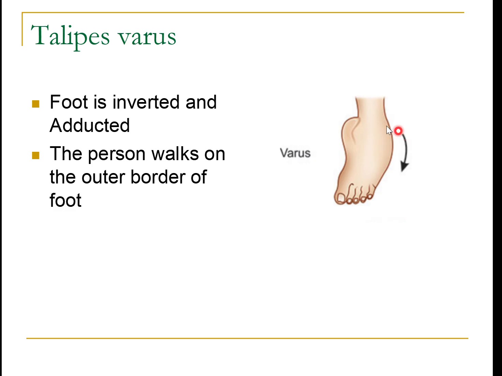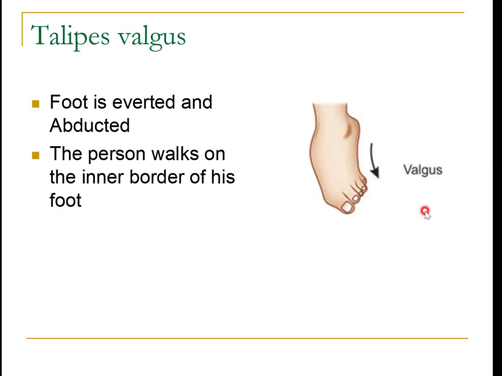Talipes varus: in this, the foot is inverted and adducted, and the person walks on the outer border of the foot. Whereas if the foot is everted and abducted and the person walks on the inner border of the foot, it is called talipes valgus. So if it is an inversion deformity, it is varus. If it is an eversion deformity, it is called valgus.